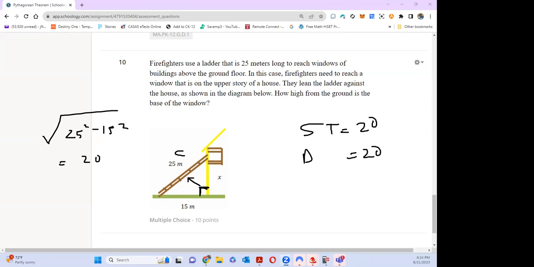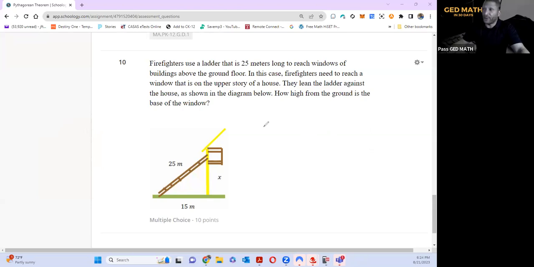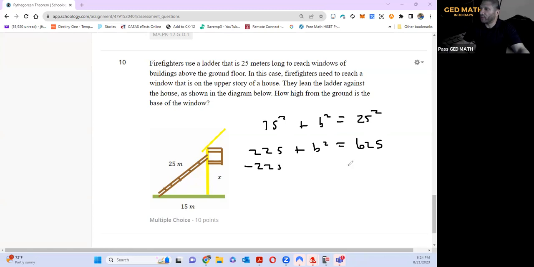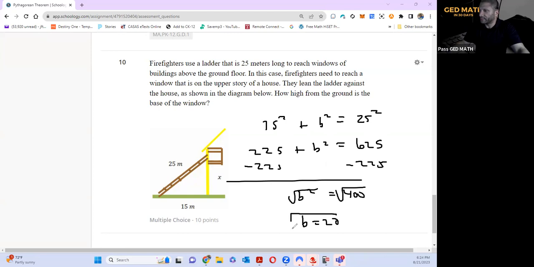I love it. So let's do it on the calculator. First of all, if we were doing it by hand, we would do 15 squared plus B squared equals 25 squared. 225 plus B squared equals 625. Subtract 225 from both sides. You get B squared equals 400. Take the square root of both sides. You get B equals 20. So that's how you do it algebraically using the Pythagorean theorem formula.